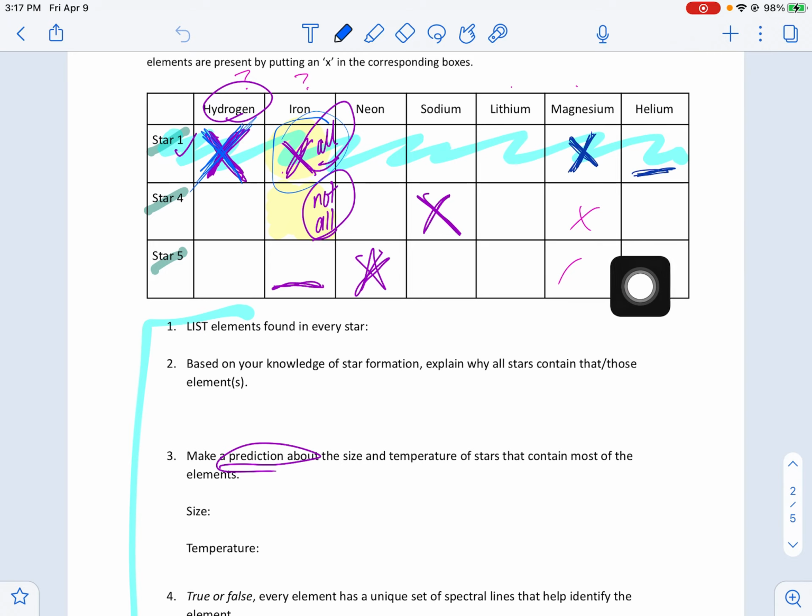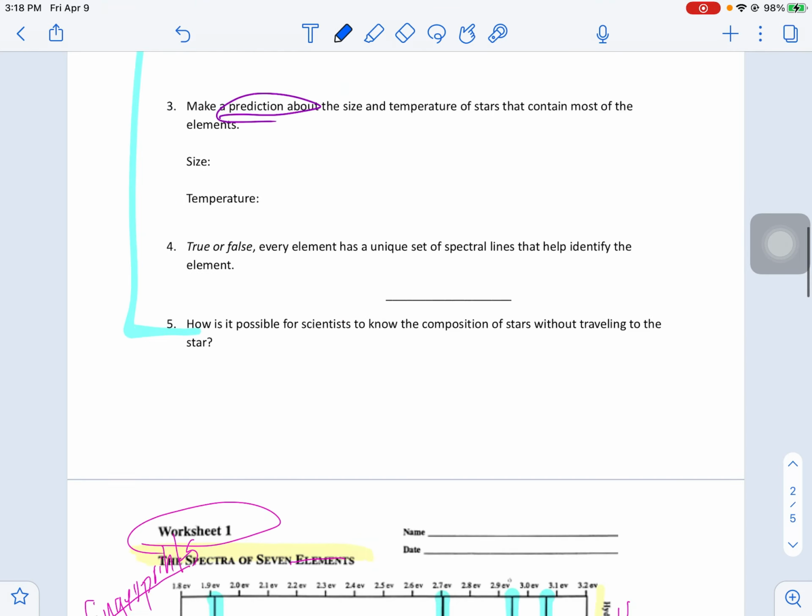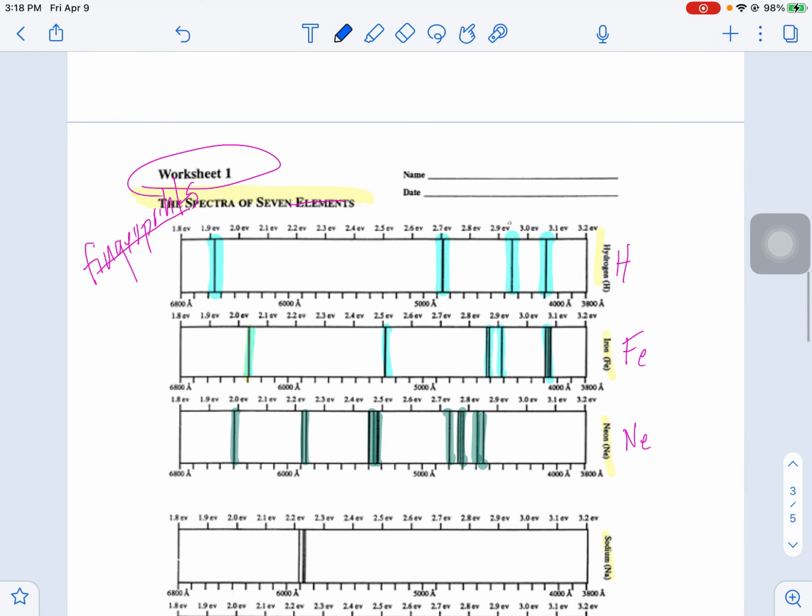So this is a scribbly table here, but you are trying to figure out what elements, hydrogen, iron, neon, all those things, are part of each of these three stars. So to do that, you had access to the elements' fingerprints, right? So we were looking at hydrogen, iron, neon, and so on.